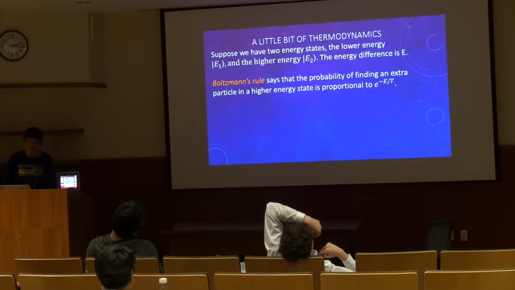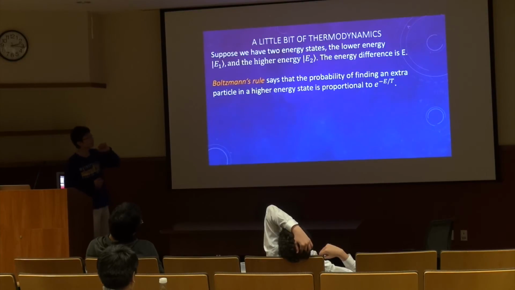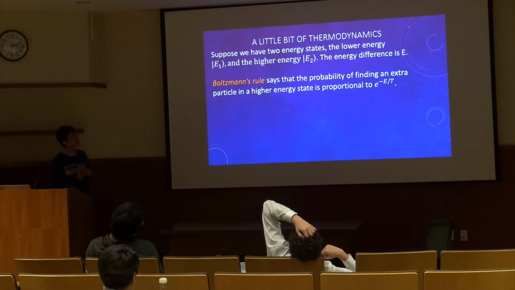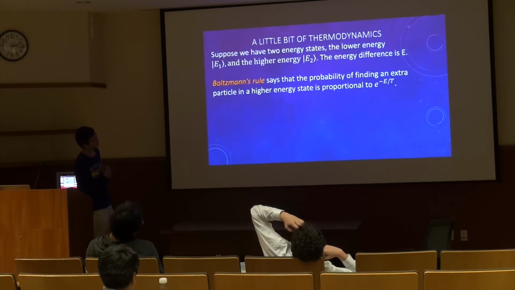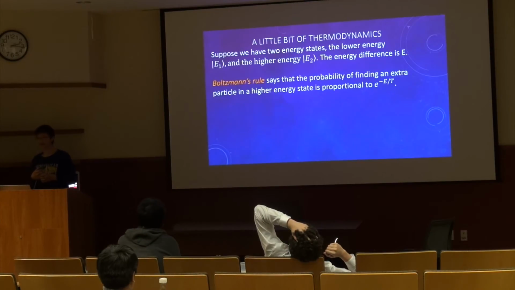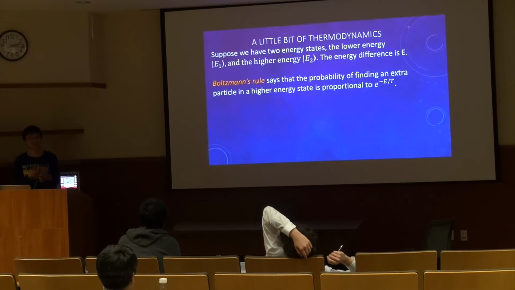In thermodynamics, there's this Bose-Einstein rule that says the probability of finding an extra particle in a higher energy state is proportional to e to the negative E divided by t, where E is the energy difference and t is the temperature. Notice that e to the minus that is always smaller than 1, right? Do you guys agree? T is temperature.